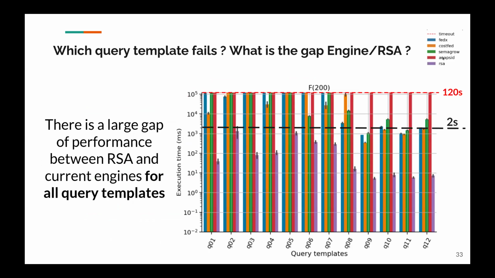And then this is the last chart that I have for you, which shows the execution time. This is our baseline, to be able to run the queries within 2 seconds. And you see that all the federation engines basically fail to do this.